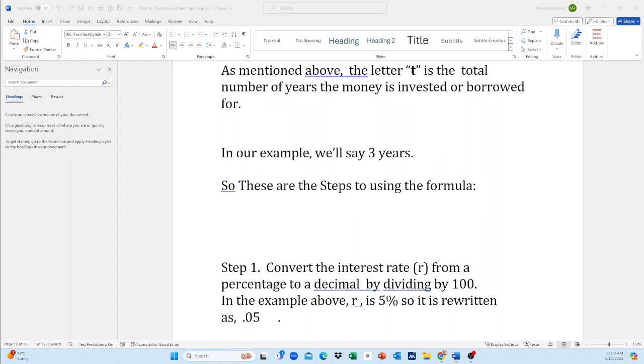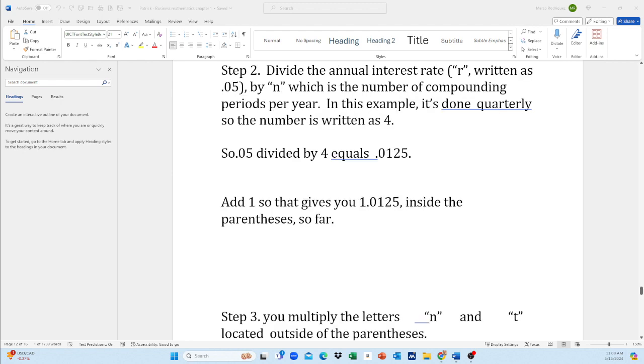So these are the steps to using the formula. Step 1. Convert the interest rate, R, from a percentage to a decimal by dividing by 100. In the example above, R is 5%, so it is rewritten as 0.05. Step 2. Divide the annual interest rate, R written as 0.05, by N, which is the number of compounding periods per year. In this example, it's done quarterly, so the number is written as 4. So 0.05 divided by 4 equals 0.0125. Add 1 so that gives you 1.0125 inside the parentheses so far.